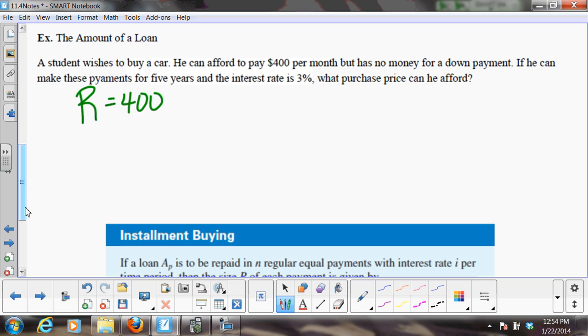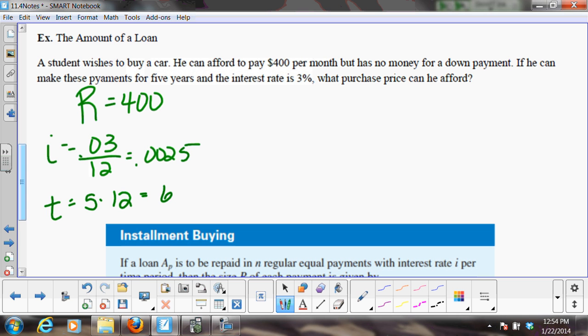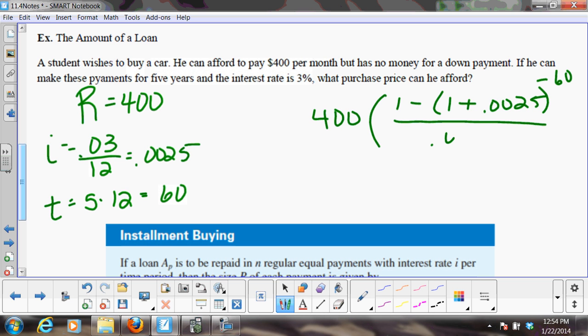Well, it is a monthly payment, so our I is 0.03 divided by 12, 0.0025. And time, we're 5 years, but monthly payments, so that's actually 60 payments. So 400 times 1 minus 1 plus 0.0025 to the negative 60, all over 0.0025. This comes out to be $22,260.94. So this is roughly about what kind of car he can afford if he can make a $400 payment at this interest rate for 5 years.